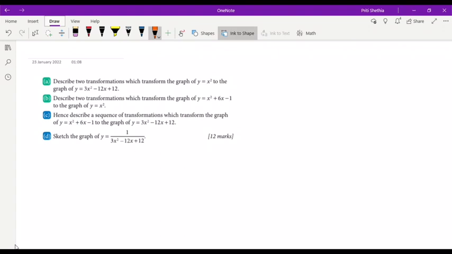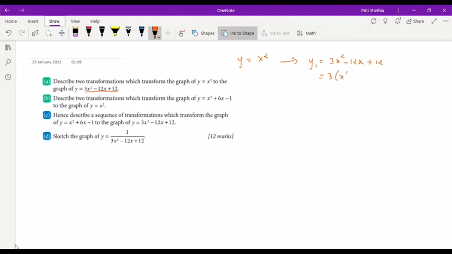Wherever there are such types of translations, the easiest way is to convert this quadratic into a perfect square form. Then it is very easy to figure out the translation. So first of all, let us try to do that. Our original function is y = x², and we have to show the translations from this to the function, let us name it y1, which is equal to 3x² − 12x + 12.